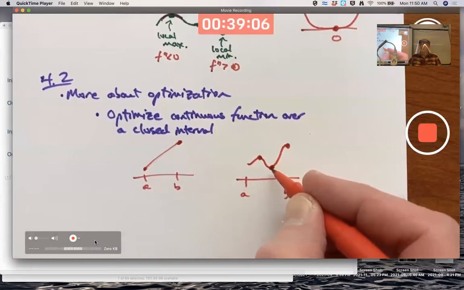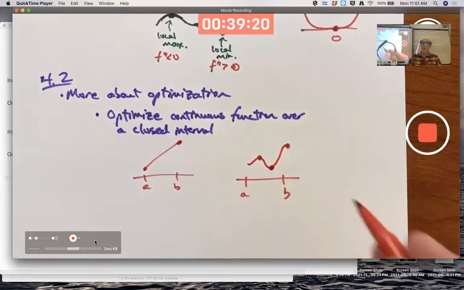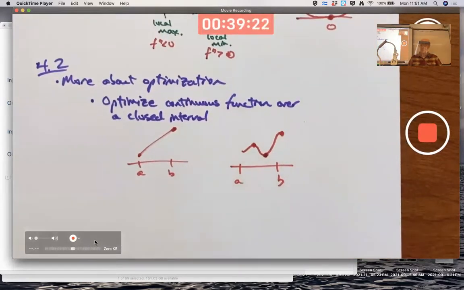I like to use the words local and global. If you've taken calculus before and done this kind of thing before, you may have had a teacher talk about relative and absolute. Relative being the same as a local extreme point and absolute being the same as global. I think local and global is better terminology.